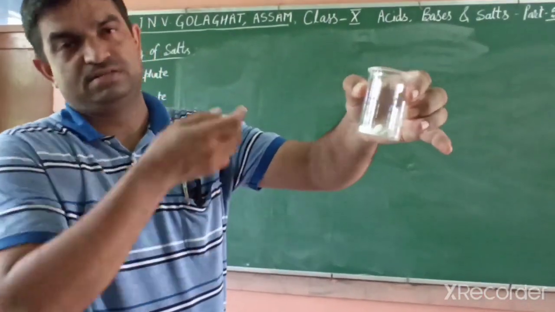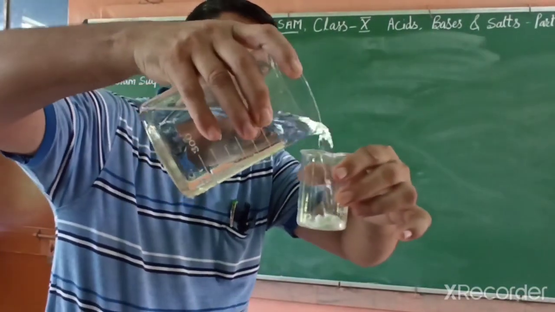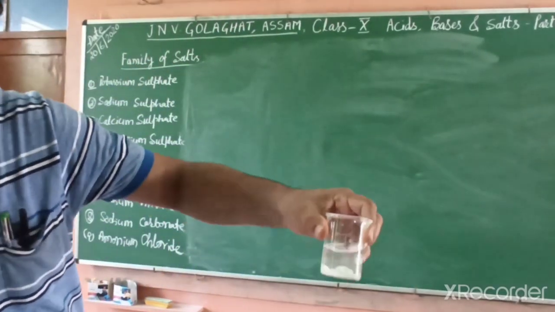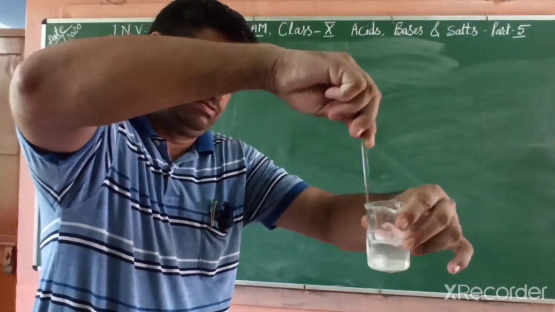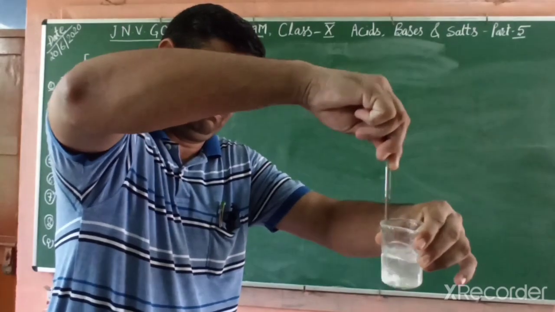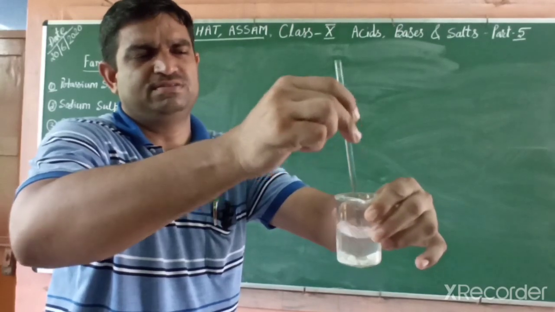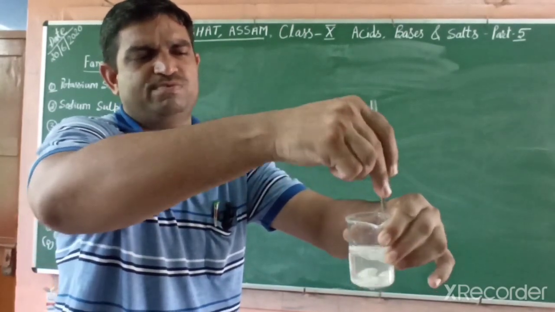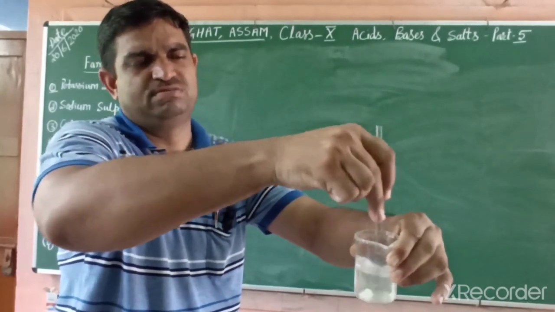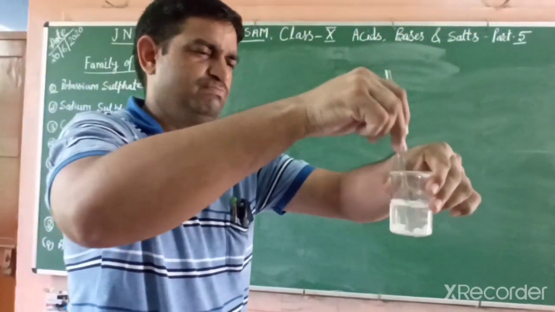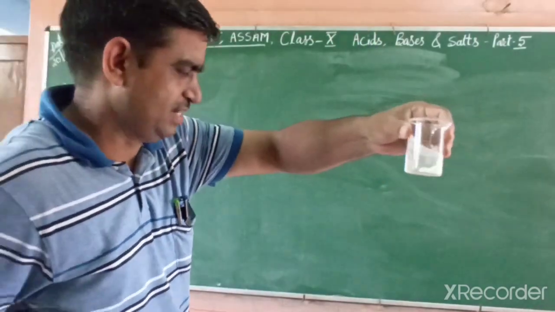Barium nitrate, a white salt, and when we dissolve barium nitrate, this salt is slightly less soluble. We can say this one is an insoluble salt. It is not soluble in cold water. Barium nitrate is slightly less soluble in water because it settles down at the bottom. Means it is not completely soluble. So we can say less soluble.